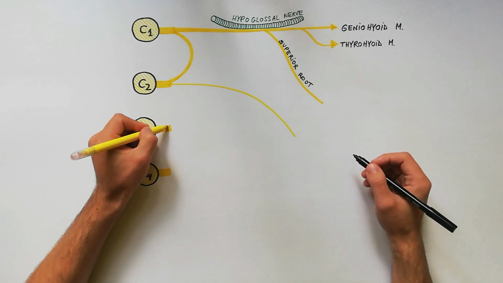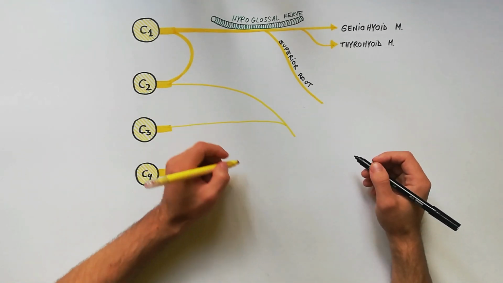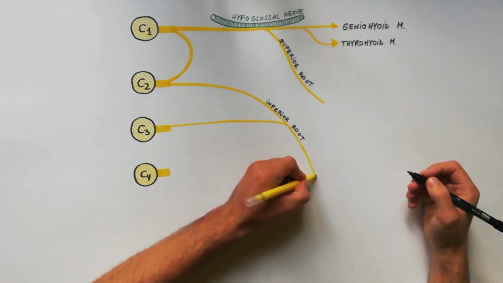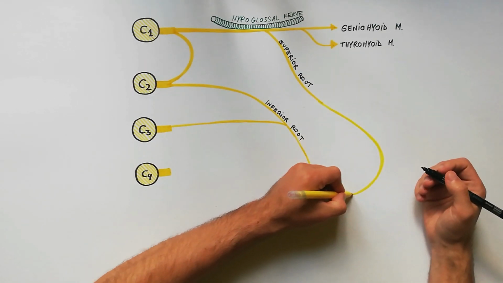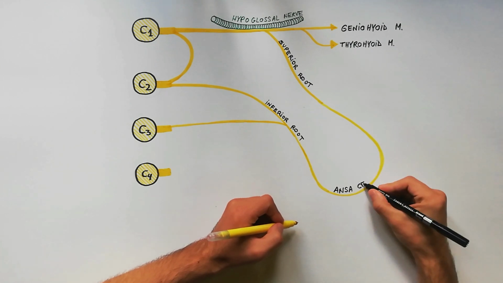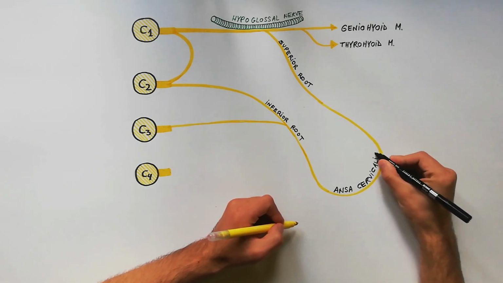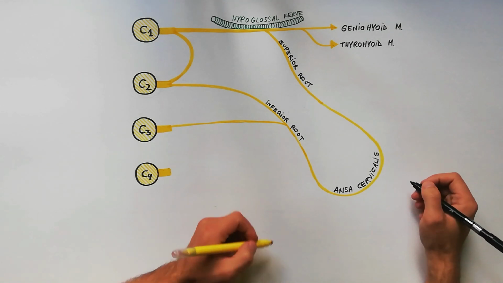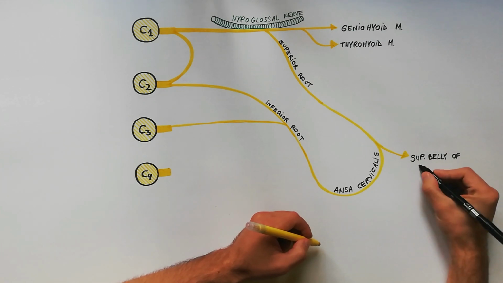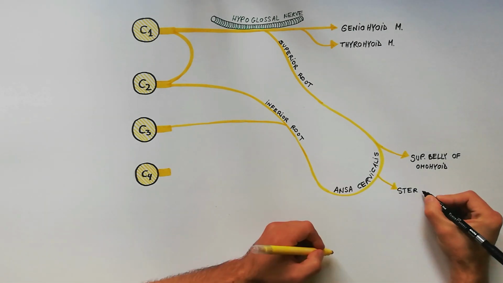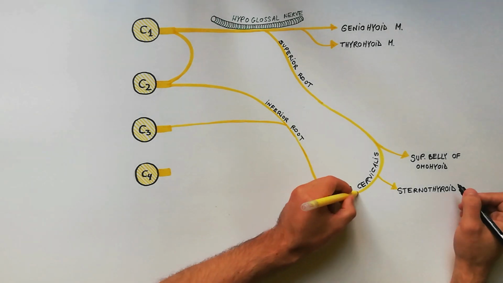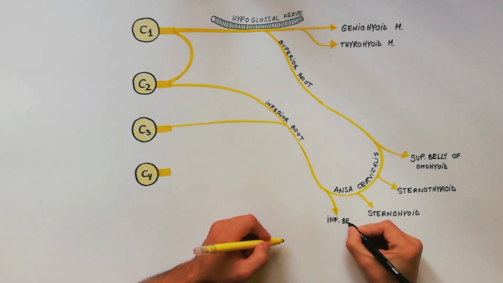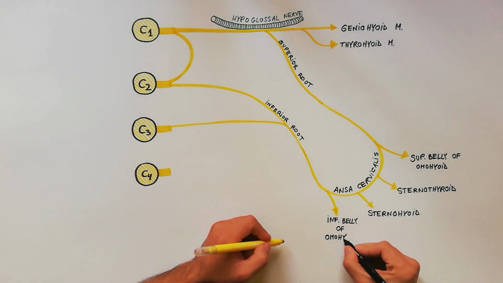The inferior root of ansa cervicalis arises from the ventral rami of C2 and C3 and unites with the superior root to form the ansa cervicalis. From ansa cervicalis arise four branches: branch to superior belly of omohyoid muscle, branch to sternothyroid muscle, branch to sternohyoid muscle, and branch to inferior belly of omohyoid muscle.